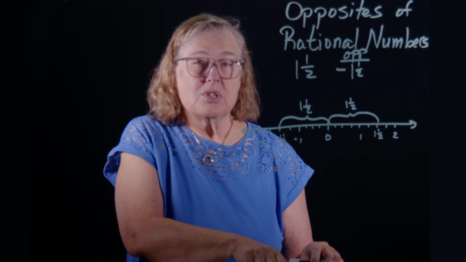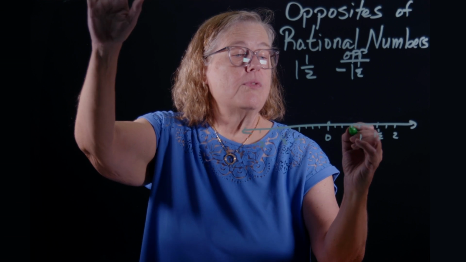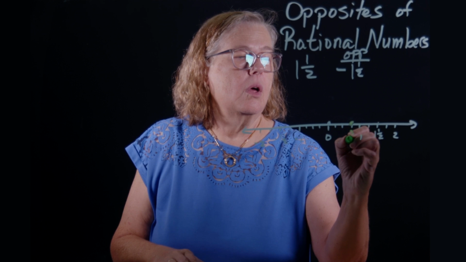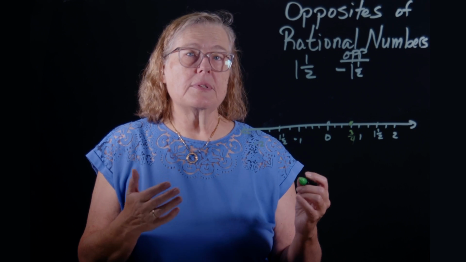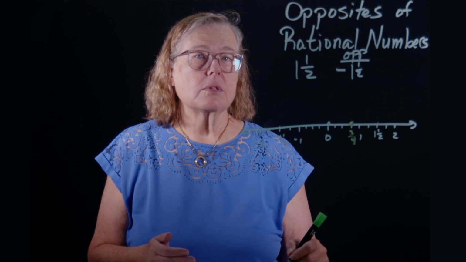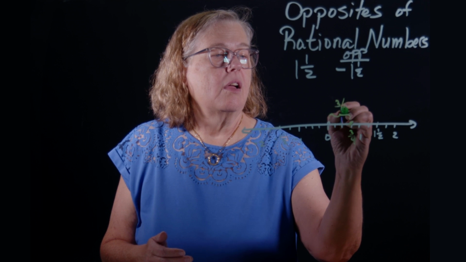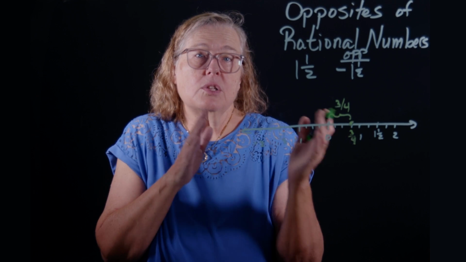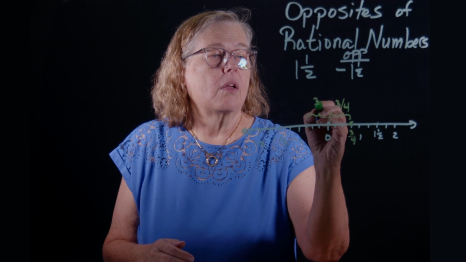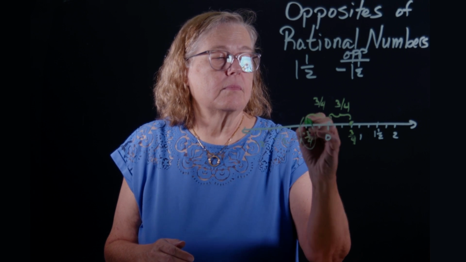So let's try another one just to make sure we know how this works. What if I said 3/4? So here's 3/4. What is the opposite of 3/4? Well, how far from 0 is 3/4? That's right. It is 3/4 of 1 unit. So how far is 3/4 on the other side? 1, 2, 3, right to here. That would be a -3/4.